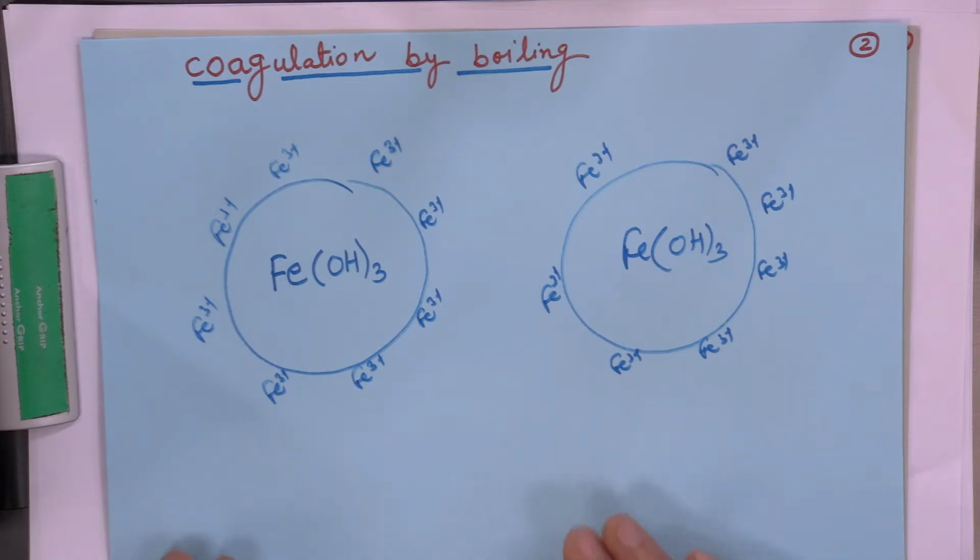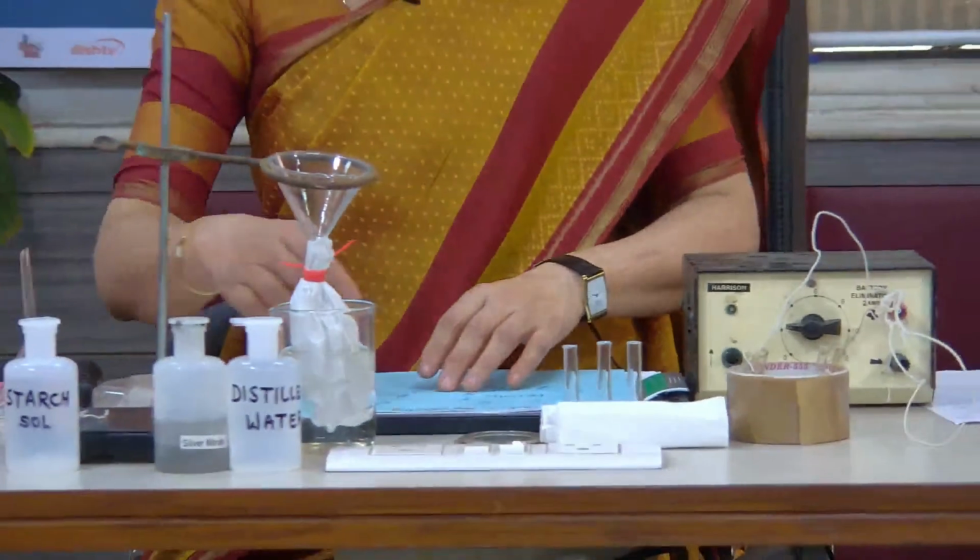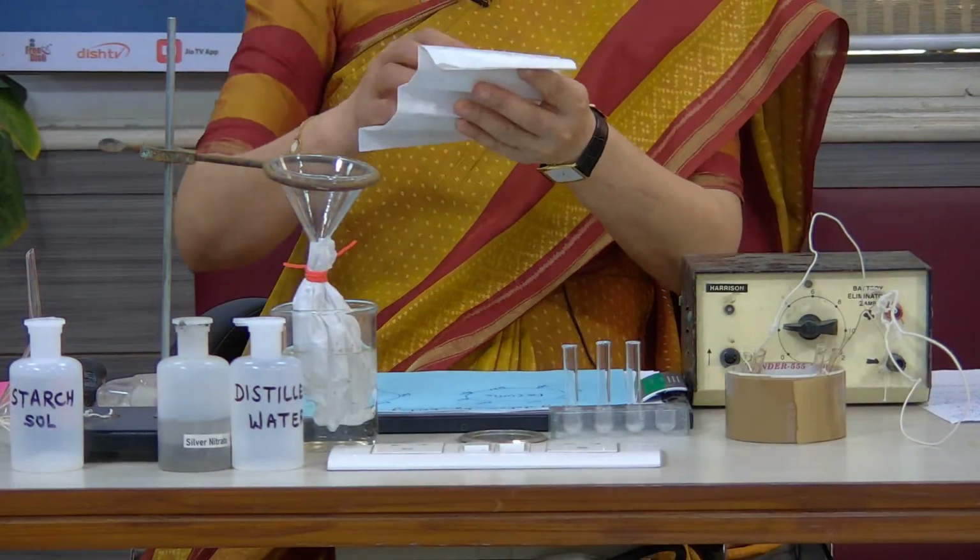Yeah, so I am moving on to the next method of coagulation, and that is called dialysis. It is very interesting to see this activity. Again I am going to perform this activity. Let us see. Here we have a paper. This is called butter paper.